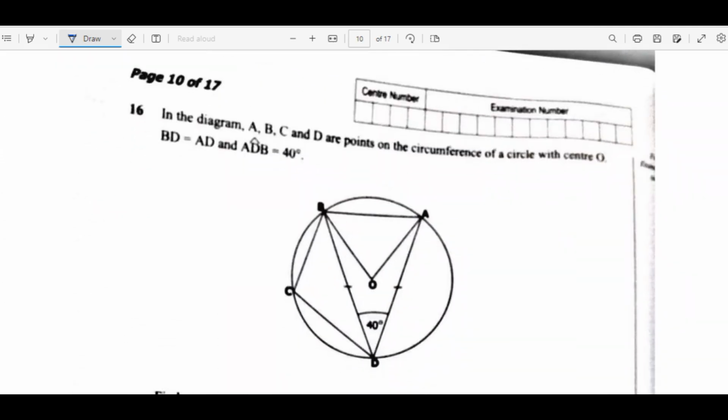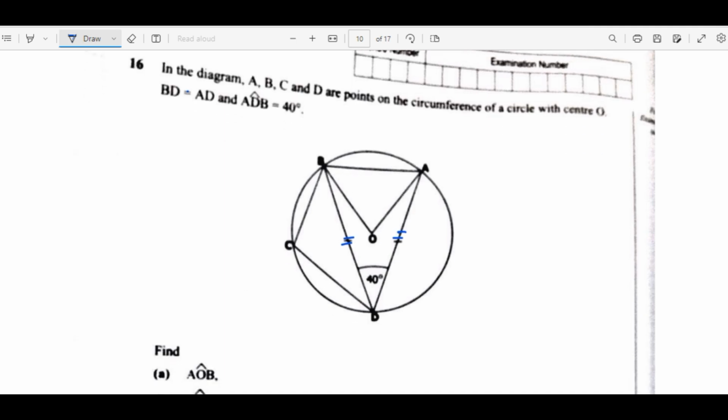Okay, so we have question 16. Question 16 is dealing with circle theorem. In the diagram, A, B, C, and D are points on the circumference of the circle with center O. BD is equal to AD. So line BD, this line, is equal to this line. So whenever we have this, the triangle ABD is an isosceles triangle. What does that mean? It means this angle must be equal to this angle, because the two opposite lines are equal. So we are dealing with an isosceles triangle.